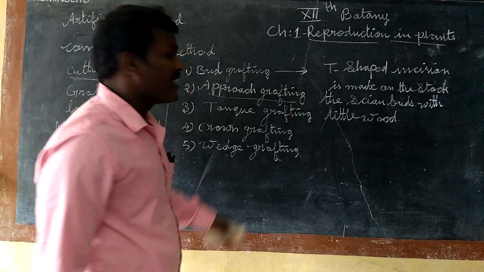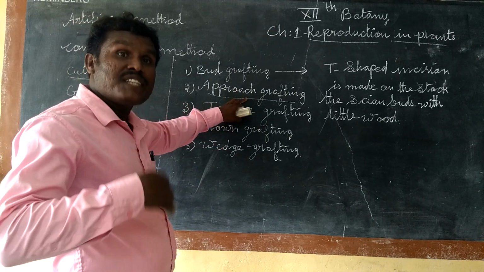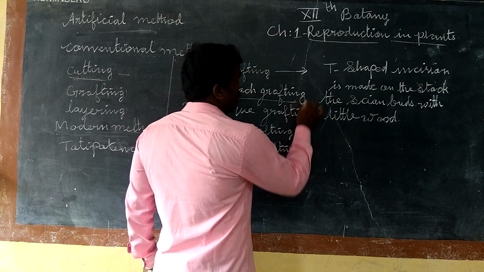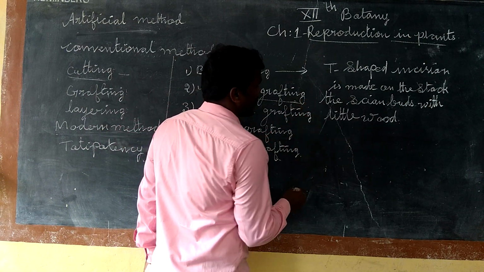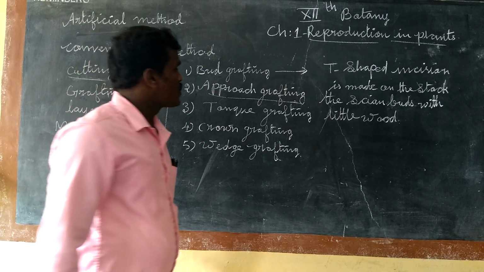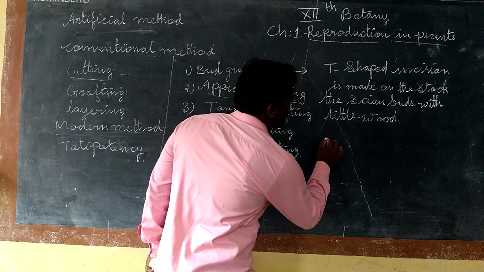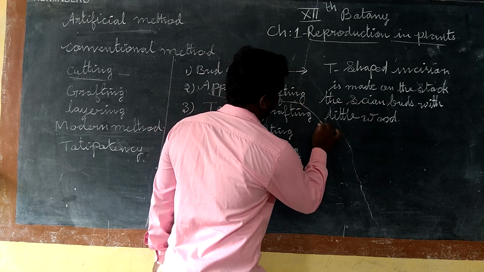So approach grafting is entirely different because both the plants are rooted here. Both the plants are rooted. Scion and stock are both rooted. So the stock is taken from the pot. So this is the recording of approach grafting.